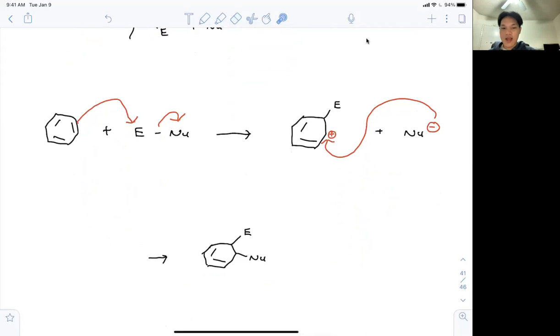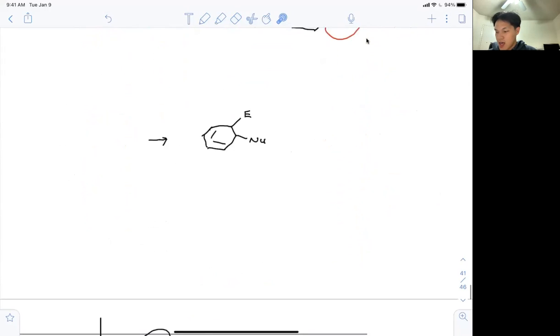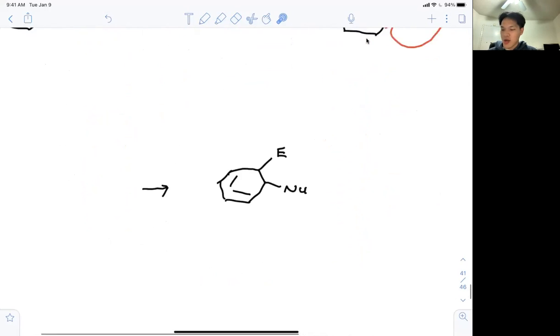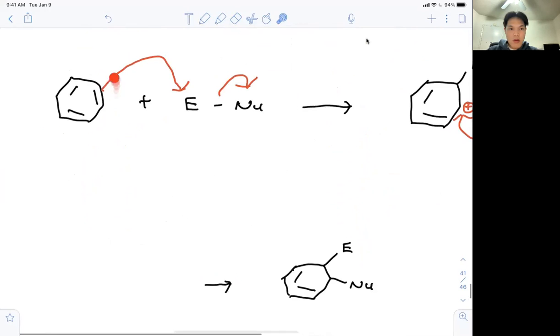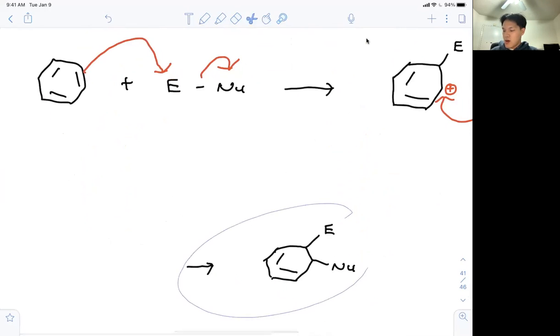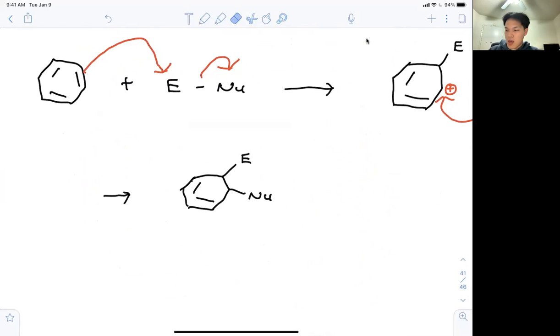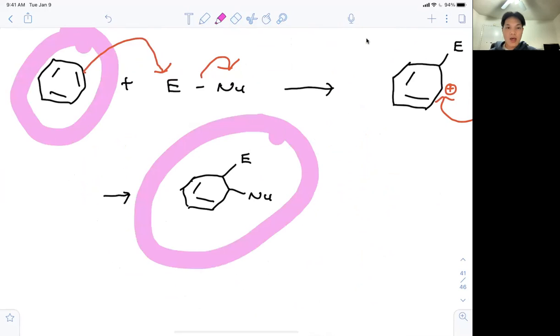In fact, I don't think this can even happen at all if you were to do it in a lab setting. And why is that? Well, I want you to take a close look at our starting molecule and then our ending molecule, right? So our starting molecule was this benzene right here, and then our ending molecule was this. The big difference is this molecule is aromatic, right?